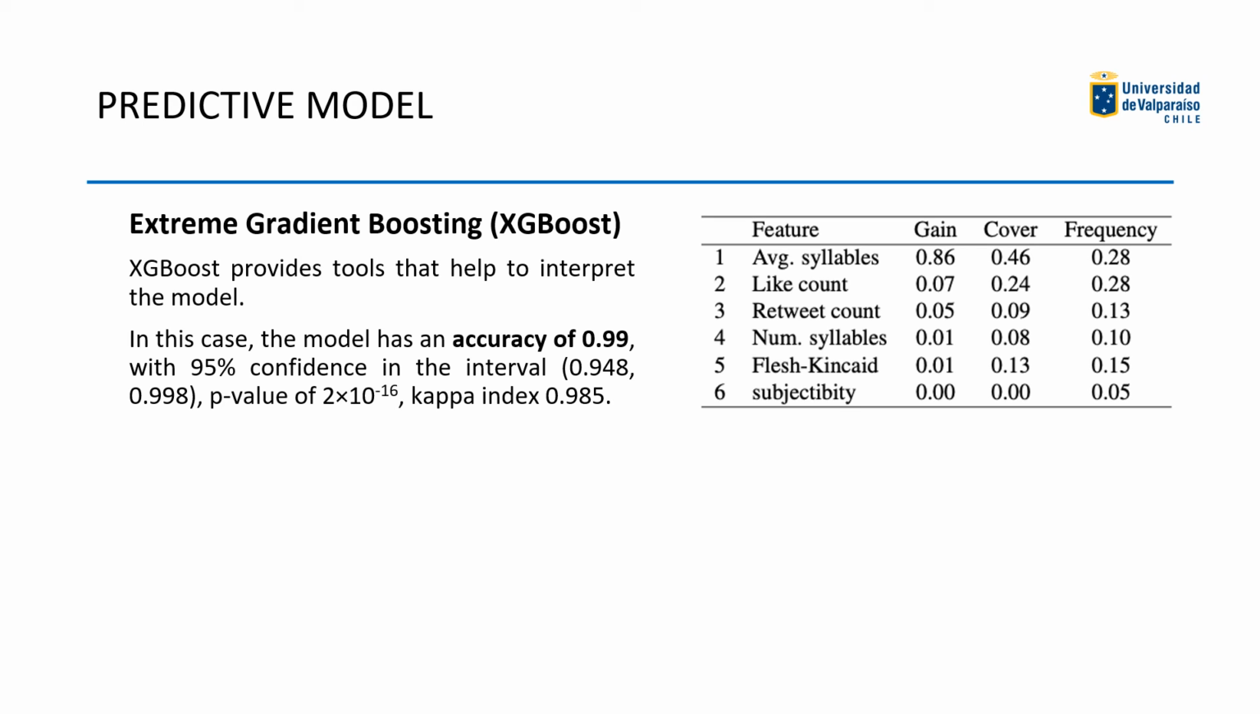The precision of the model is 0.99, with 95% confidence and a p-value near to 0. The kappa index is 0.985. These results confirm the consistency of the developed model. According to the table, the most important variables in this model are the average syllables, like count, and retweet count.